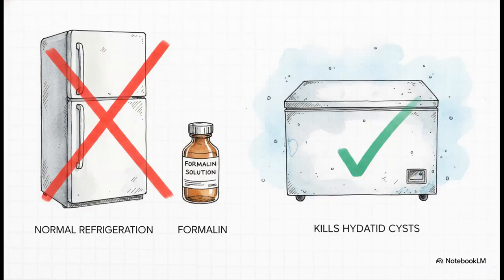Let me stop you right there, though, because I see students mess this up all the time. Just tossing meat in a standard fridge at -4 degrees Celsius, that won't do a thing to the cysts. Treating it with formalin? Nope, doesn't kill them in the meat. To actually make sheep meat safe for a dog to eat, it has to be deep frozen at -10 degrees Celsius for 7 full days. Anything less than that, and you're just keeping the life cycle going.